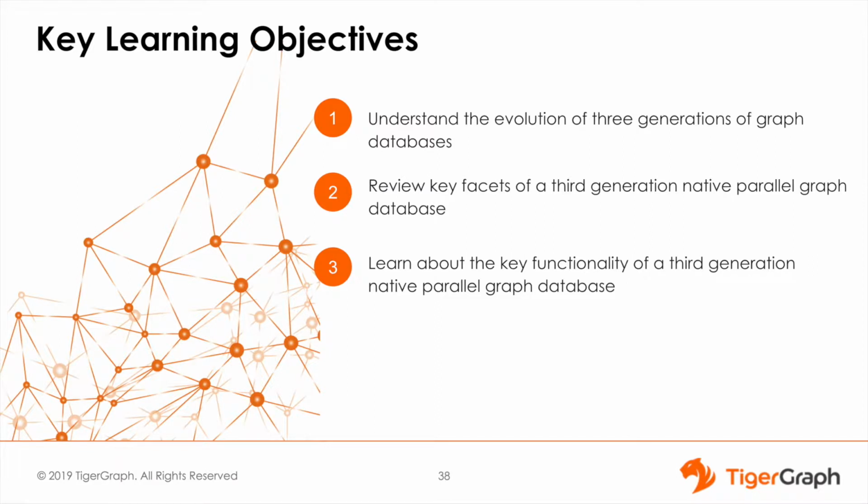This module has 3 key objectives. The first is to understand the evolution of the 3 generations of graph databases. The second is to look in more detail at what distinguishes the third generation, the native parallel architecture. And the third objective is to understand the functionality that a native parallel graph delivers.